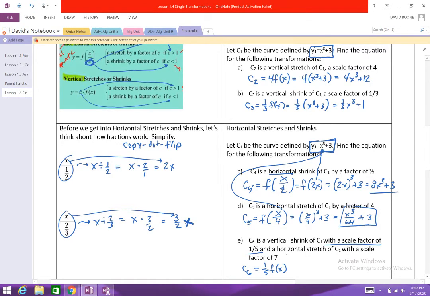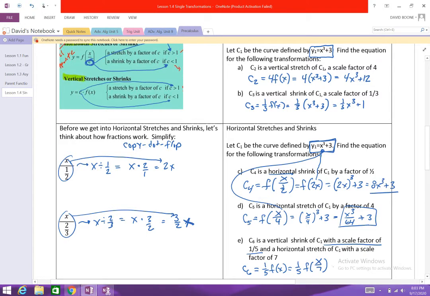But then I also want a horizontal stretch. So if it's a horizontal stretch, I'm up here. That means that c should be greater than 1, and that's what we're doing. We're doing a stretch of 7. And so again, that number is just going to go on the bottom. So I'll rewrite this as 1/5 f of x divided by 7. Because again, for a horizontal stretch, the c value is greater than 1. Put it down on the bottom. Should be ready to go.